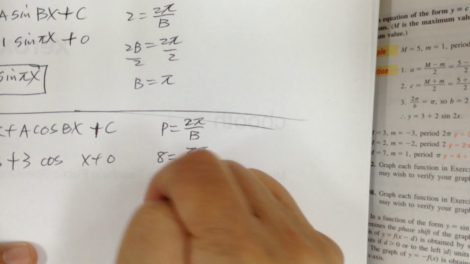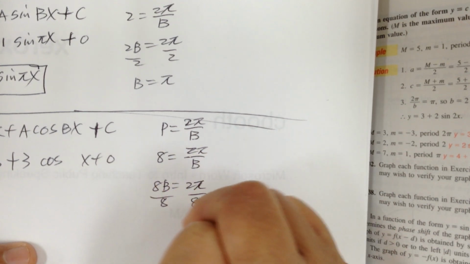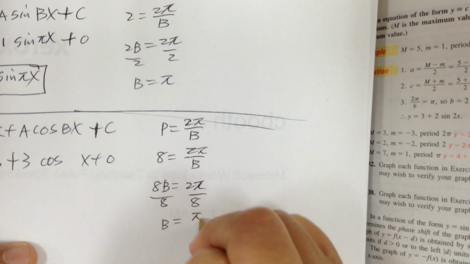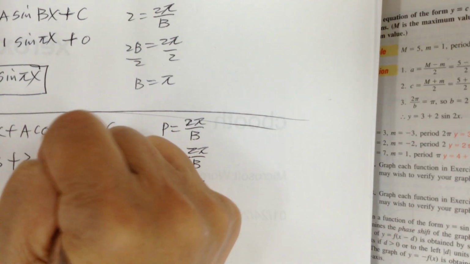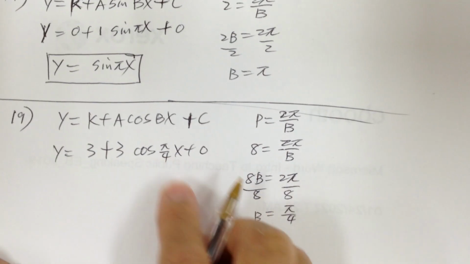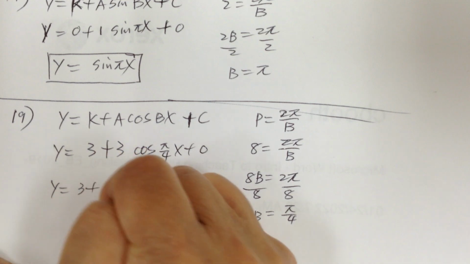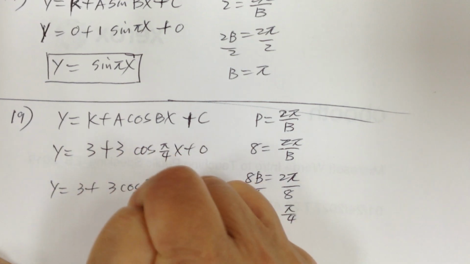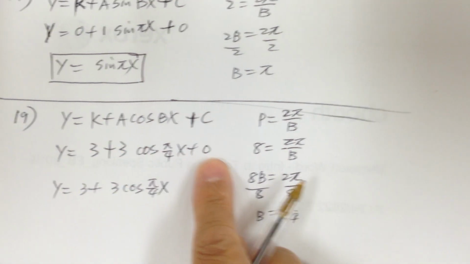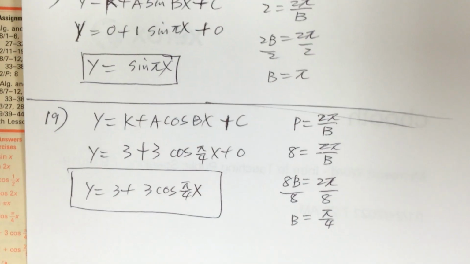Okay, then you cross multiply. Divide by 8, divide by 8. So b equal to pi over 4. So you put over here. Okay, so that's the b. Then you simplify things a little bit. So y equal to 3 plus 3 cosine of pi over 4x. Get rid of that. And that is your equation.